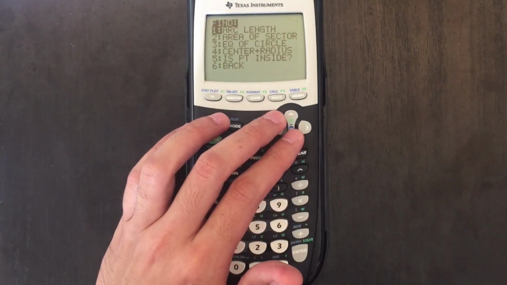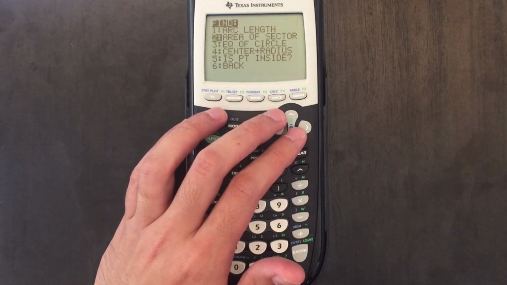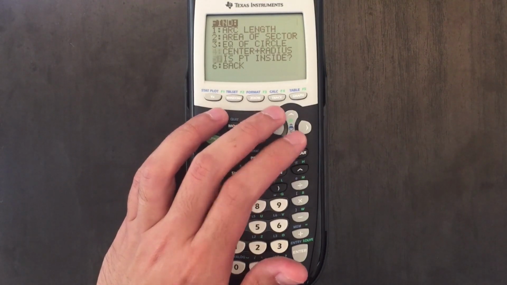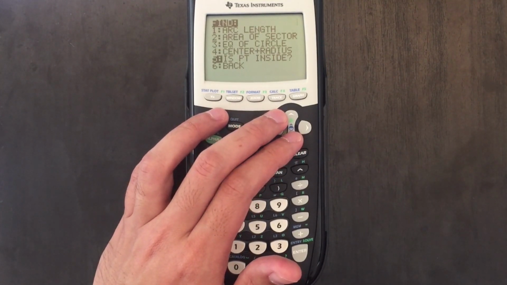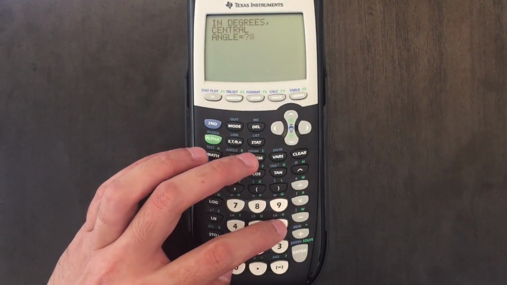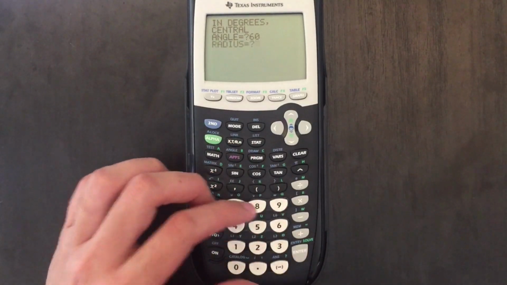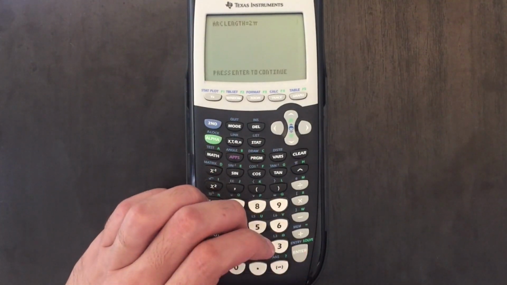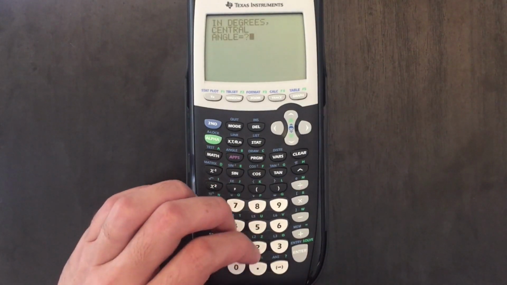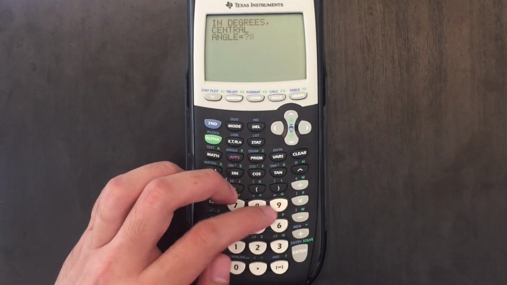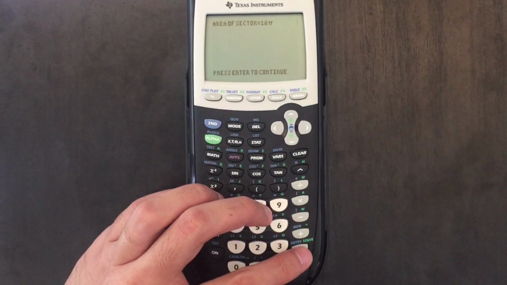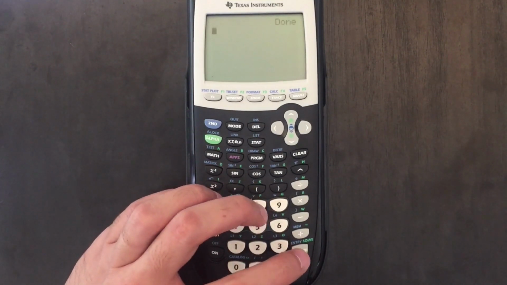Getting to the circles menu, we can find the arc length, the area of a sector, the equation of a circle, the center and the radius of a circle, and whether a point is inside a circle in the coordinate plane. So let's go through these. Arc length, it's going to ask us for a central angle. We'll say 60. The radius will be 6, and we get an arc length of 2 pi. Area of a sector, again, it's going to ask us for a central angle. We'll say 90 this time. Radius will be 8, and we get an area of 16 pi.